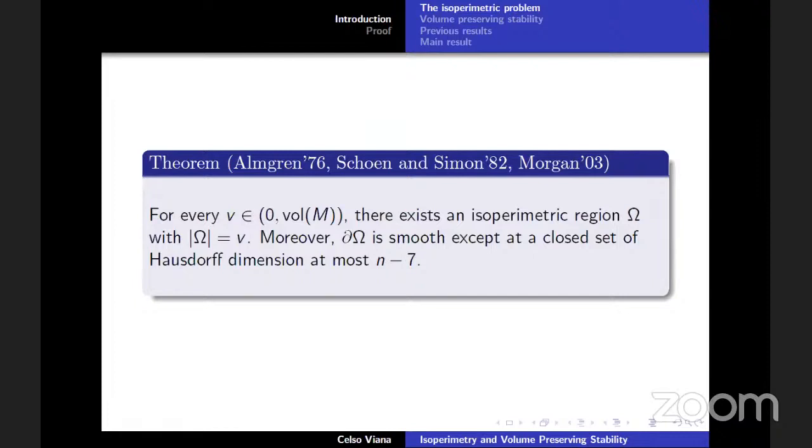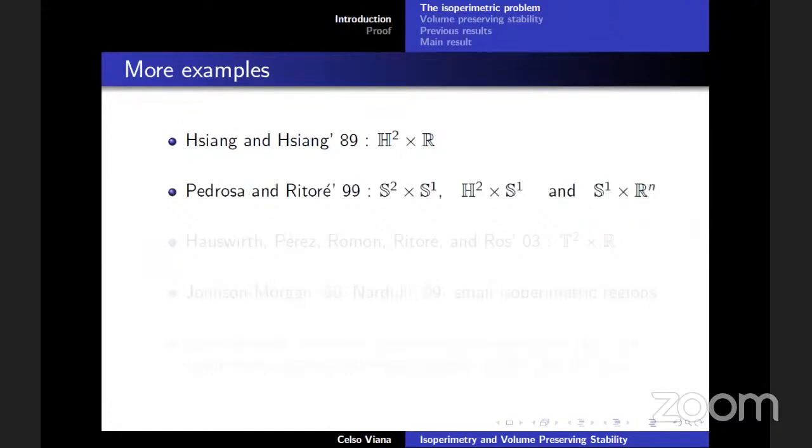After this result, some progress started to be made on other Riemannian spaces, and here I have a list of examples. As you can see, most of the examples have a product structure, so they still enjoy a lot of symmetries. Building on the previous regularity result, one thing you can try to do is to show that the isoperimetric regions are rotationally invariant, for example, and that reduces the analysis for the isoperimetric problem.